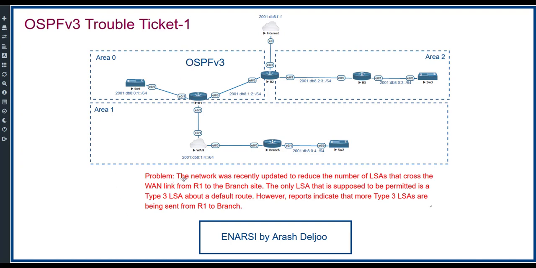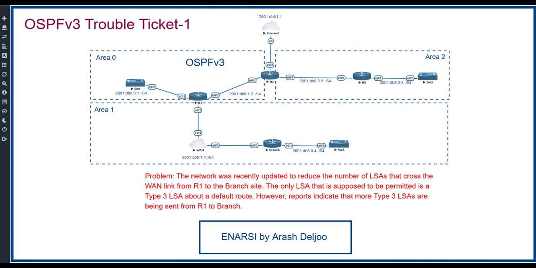This is the problem. The network was recently updated to reduce the number of LSAs that cross the WAN link from R1 to a branch site. Okay, the only LSA that is supposed to be permitted is a type 3 LSA about the default route. However, reports indicate that more type 3 LSAs are being sent from R1 to branch. You know the meaning of the only type 3 LSA, and this means that we expect area 1 to work as a totally stubby area.